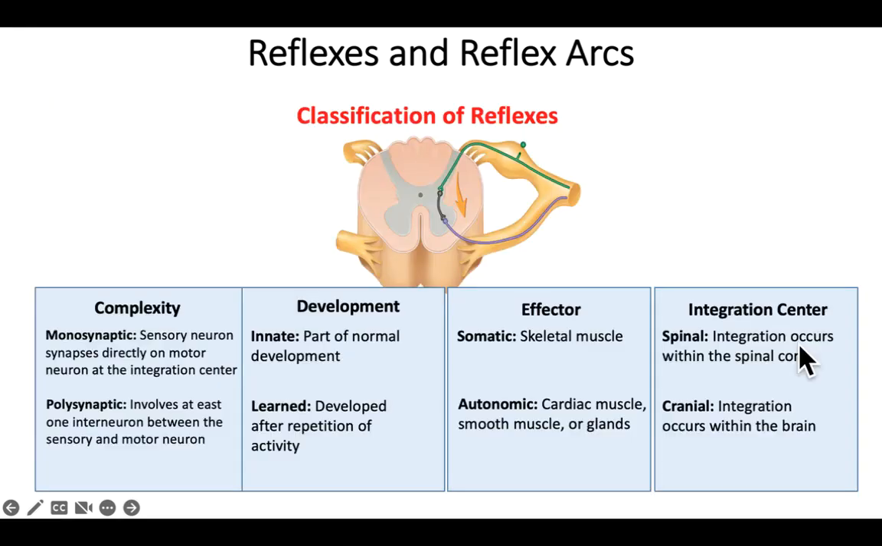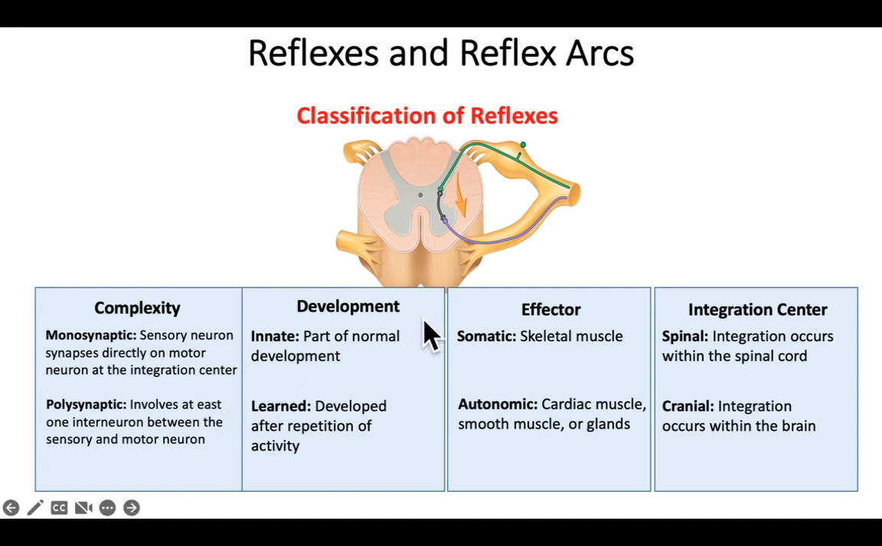Okay? We can classify reflexes a number of different ways. One way is based on how many synapses there are. So sometimes you could have a reflex that's what we call monosynaptic. That means the sensory neuron stimulates a motor neuron directly. So there's only one connection. Polysynaptic involves interneurons. So you have to stimulate an interneuron, and then the interneuron will stimulate a motor neuron. So there's more than one synapse or more than one connection between the neurons.